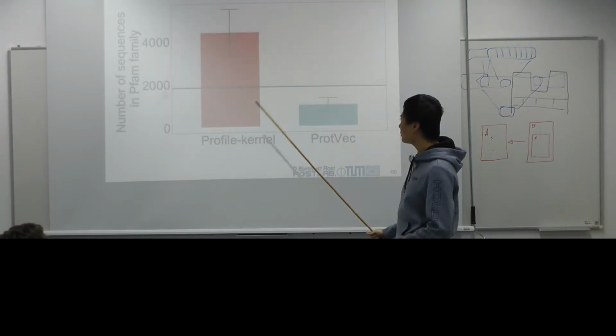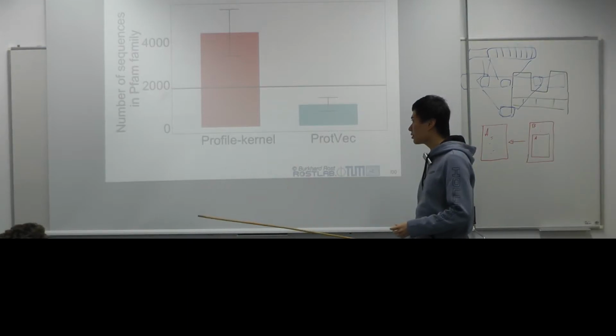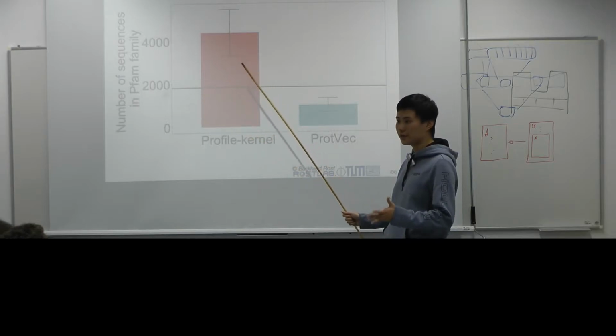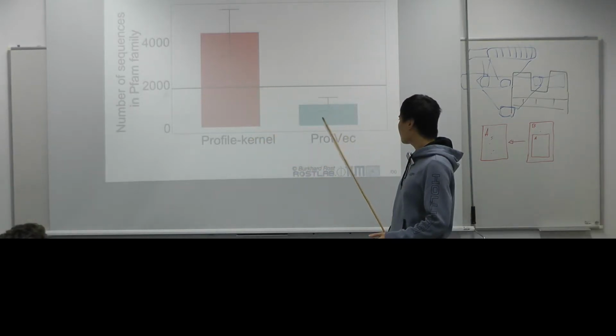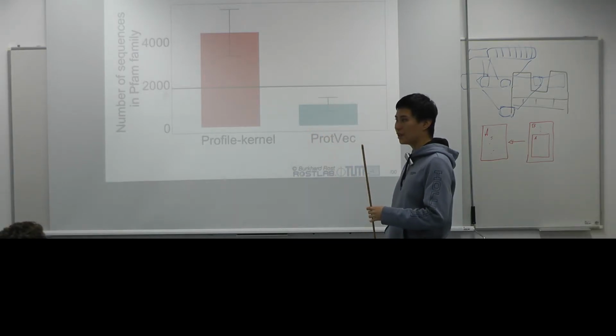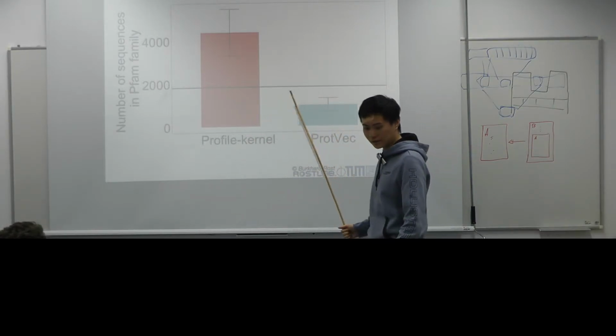Another thing we noticed is that, as the profile kernel is a sequence alignment based method, it is better at predicting proteins from large families. And as Word2vec or ProtVec is an alignment independent method, it is better at predicting proteins from small families.